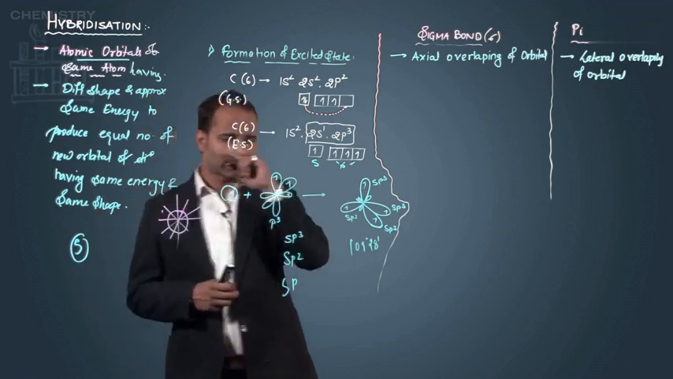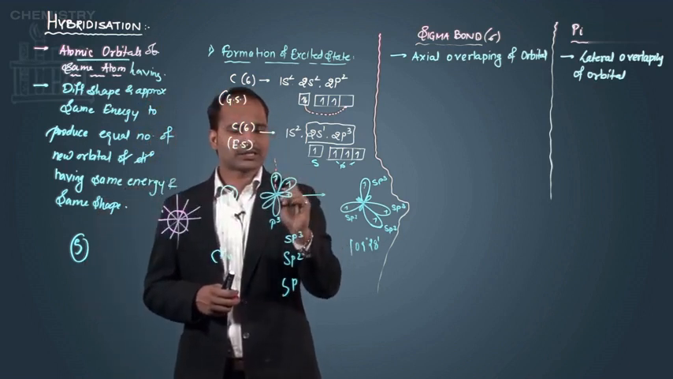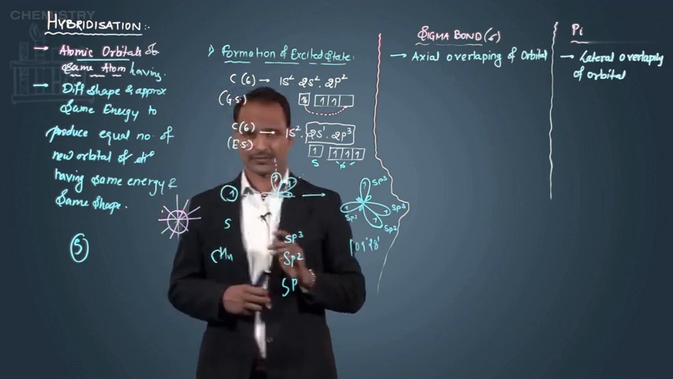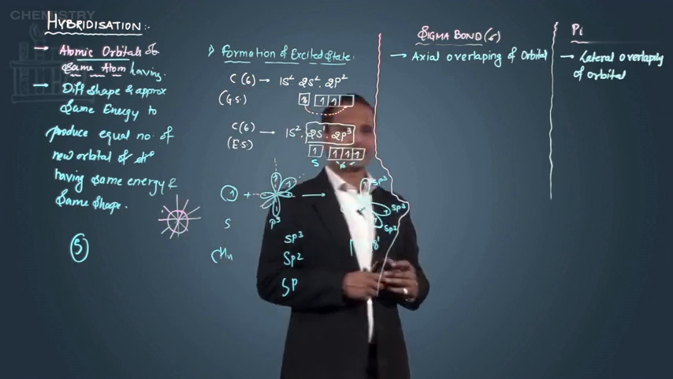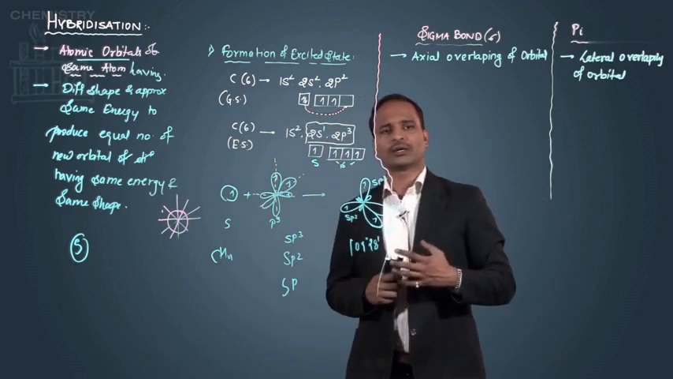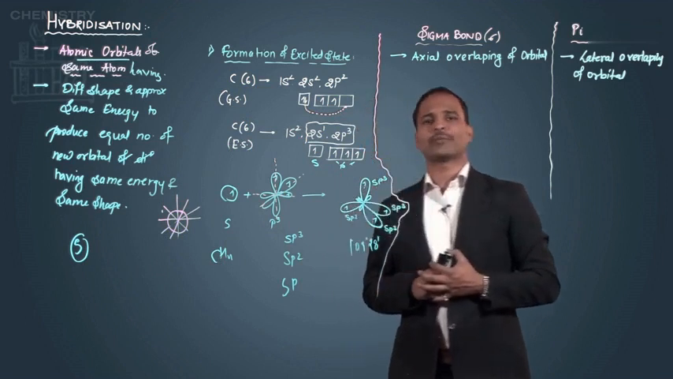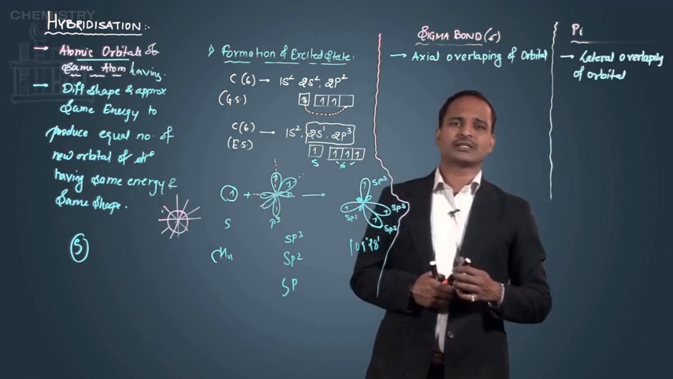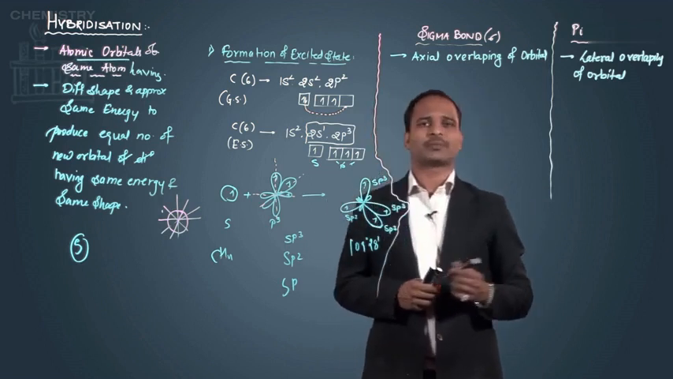But for the p orbital, for px this is the axis, for py this is the axis, for pz this is the axis. So when two orbitals overlap on the axis, it is called axial overlapping, and the bond formed is called a sigma bond. But when the same two orbitals overlap laterally, it is called a pi bond.